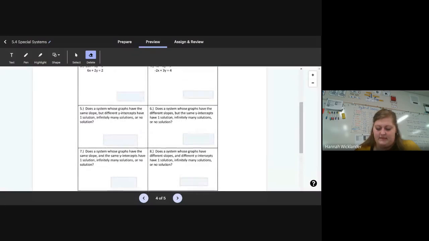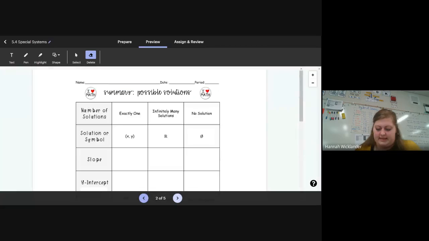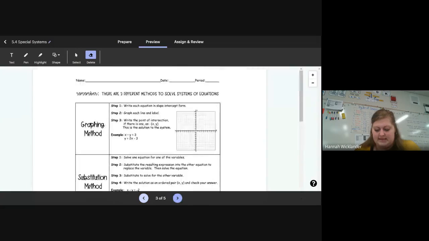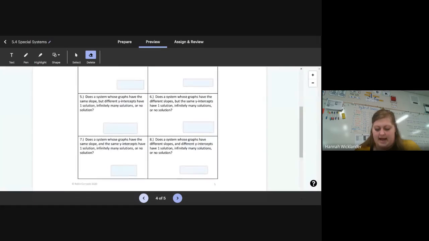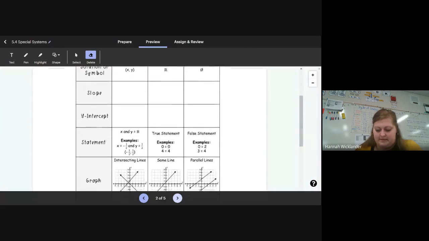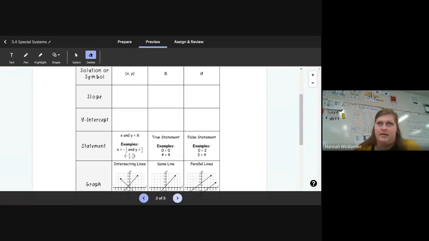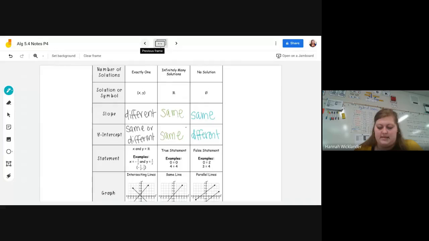Questions 5, 6, 7, 8, it'd be good to look back at this page because it says a system whose graphs have the same slope but different y-intercepts. So if we come back here, same slope but different y-intercepts, and have the filled out chart in our notes, the same slope but different y-intercepts would be no solution. So your answer for that one would be no solution. So that's what we're doing the rest of class, is working on this assignment.